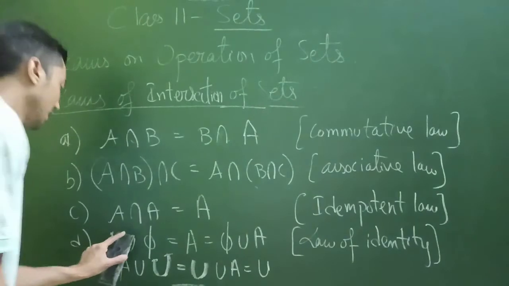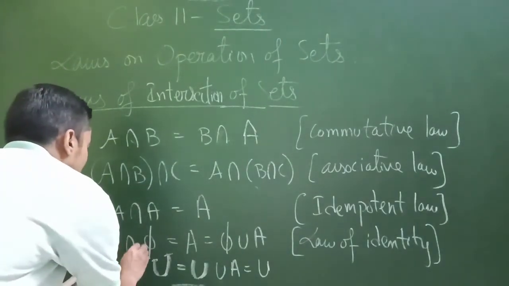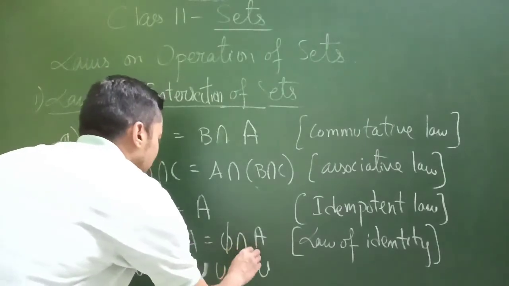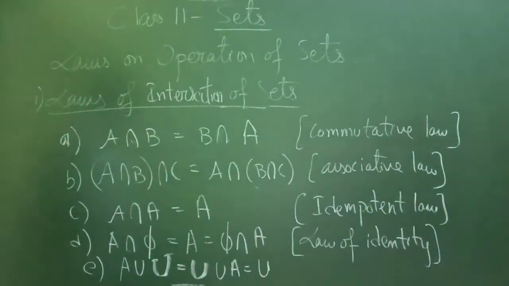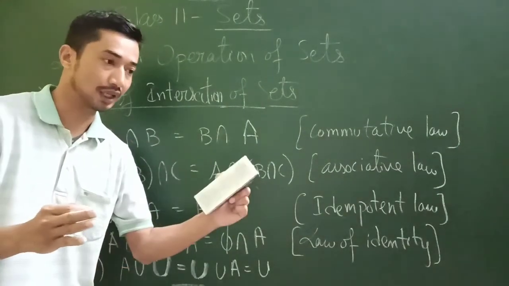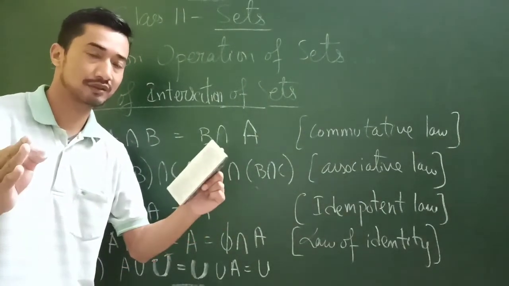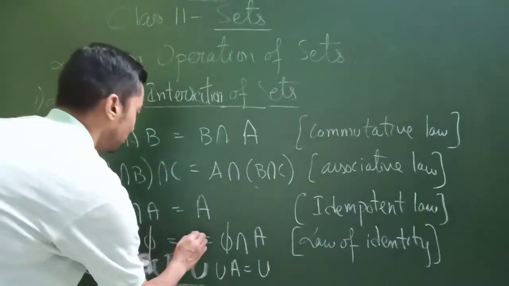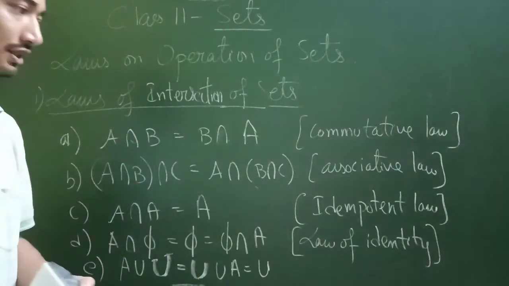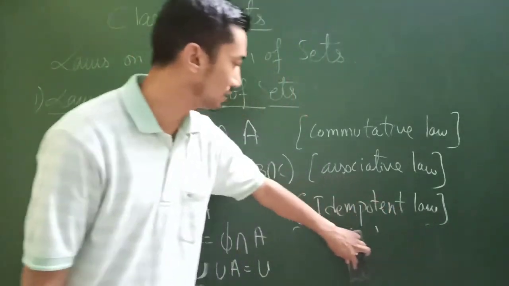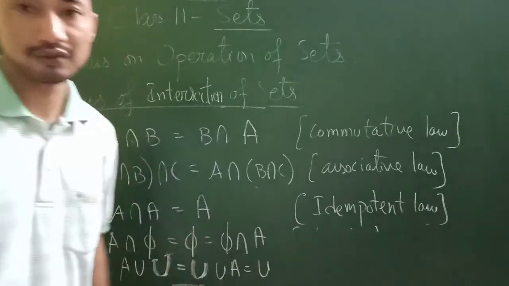And what about A intersection null set, or null set intersection A? What do they have in common? A and the empty set have nothing in common. Whatever the set A, it's going to be the null set. Only that is going to be different, so that's not called the law of identity.